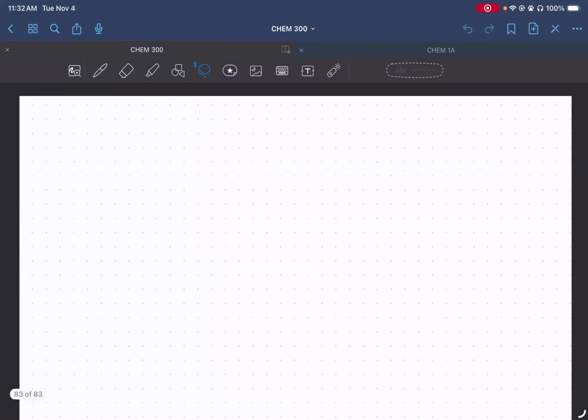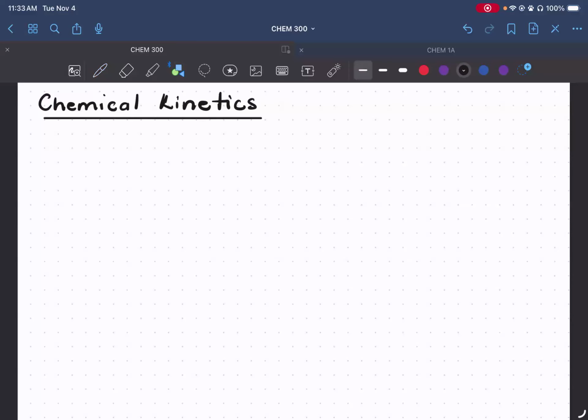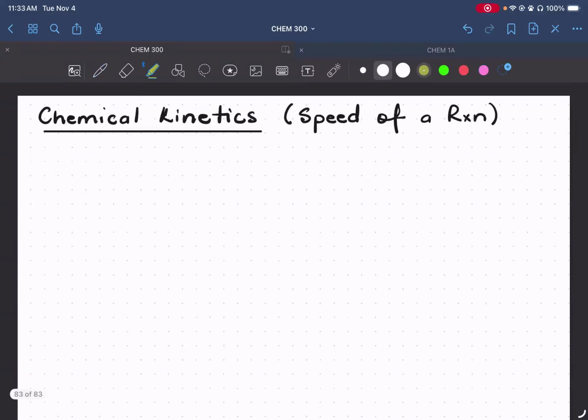Today, we're switching gears a bit. We're starting a brand new topic. We'll be spending the entirety of this week on it. This is what's known as chemical kinetics. Maybe some of us are already able to tell what this is all about based on the word kinetics. But just as thermochemistry was a study of the energy of a reaction, chemical kinetics is a study of the speed of a reaction. Here, of course, I've abbreviated reaction to RxN.